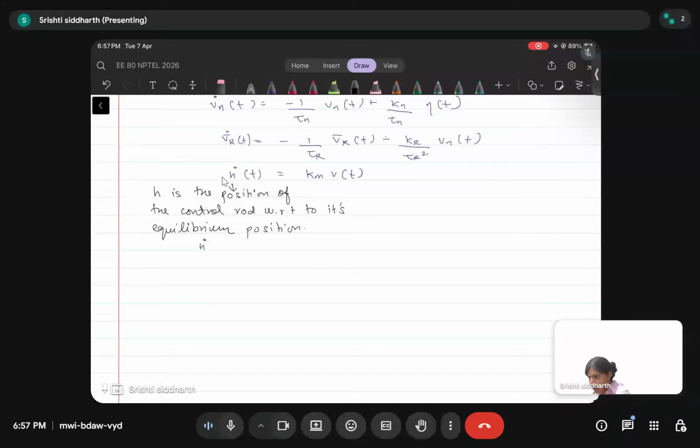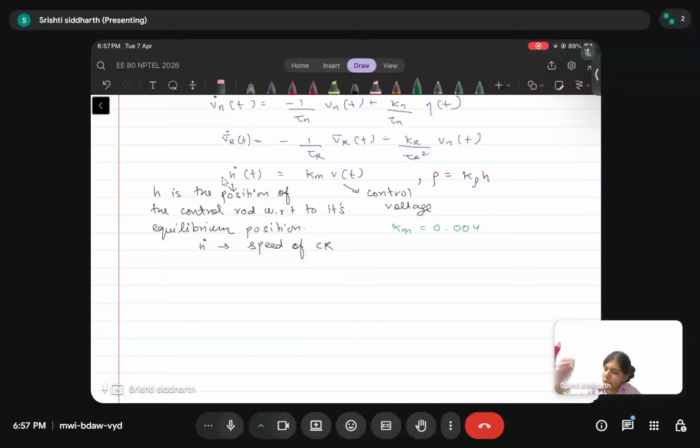And H dot is therefore the speed of the control rod. And we have rho equals K rho H, and V is the control voltage. And Km is a constant which has been taken to be 0.004. So there is an input voltage V, and this results in the displacement of the control rod.